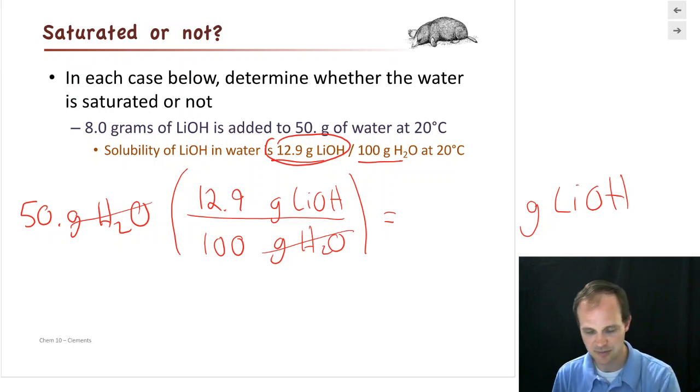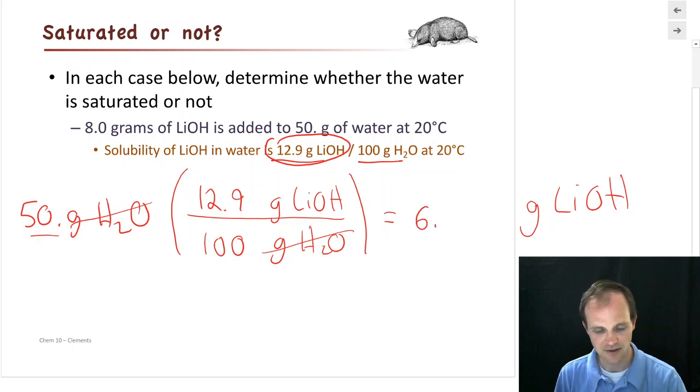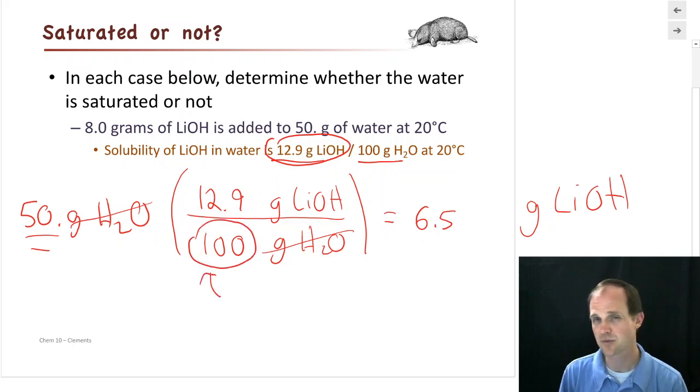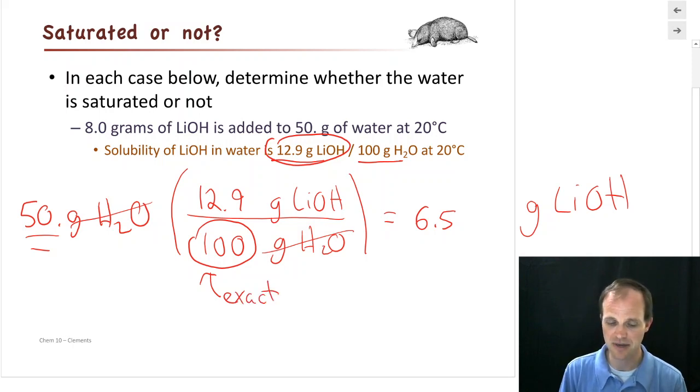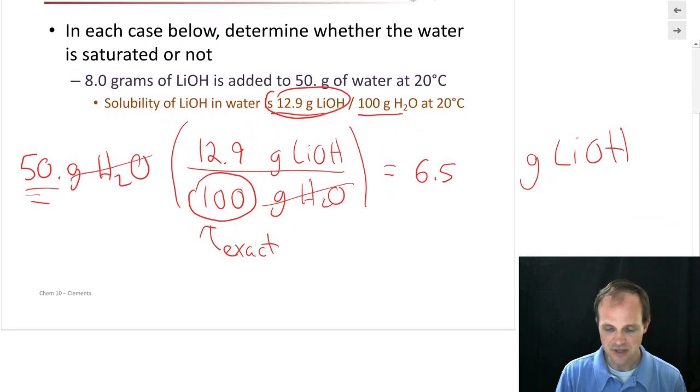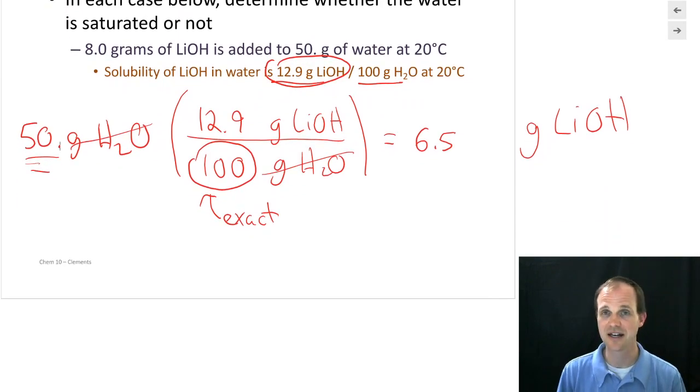And I get 6.45. Now, I've only got 2 sig figs here, so I only get 2 sig figs at the end. Remember, oftentimes when we have conversion factors, one of the numbers is exact, so we're going to treat this guy as exact, and the 12.9 is measured. So if we were limited by the 12.9, it would be 3 sig figs, but we're limited by this first one. So 6.5 grams of lithium hydroxide. Again, one of those cases where the number is not our answer.